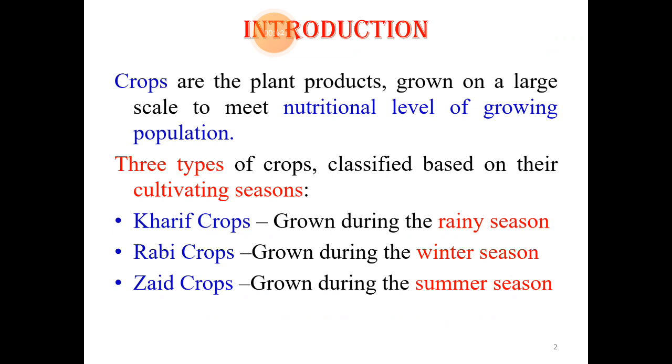We all know that crops are the plant products grown to meet the nutritional value and level of the growing population. Crops are of three types based on their cultivating seasons. Kharif crops are grown during the rainy season, rabi crops during the winter season, and zaid crops are grown during the summer season.